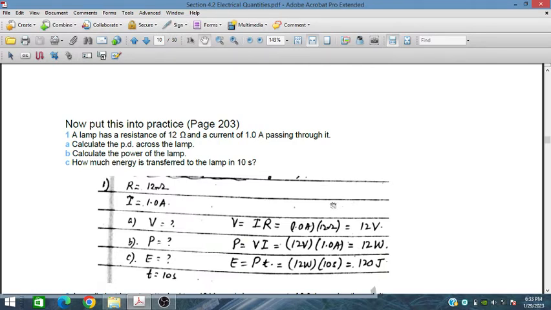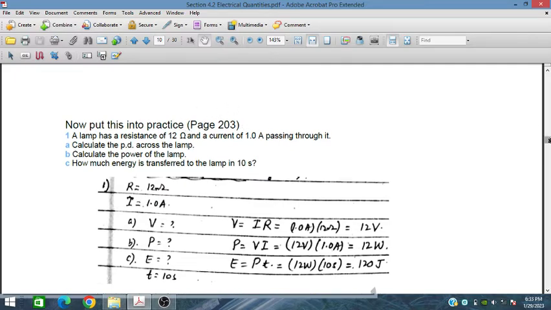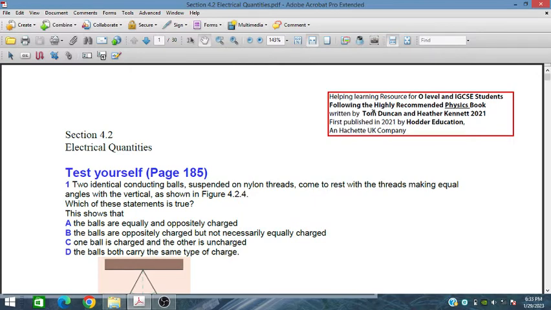Bismillahirrahmanirrahim. In this session, we will discuss section 4.2, electrical quantities. It's the third video for this topic, and in this session, we will put this into practice with questions available on page 203 of this book, by Tom Duncan and Heather Kennett, 2021, published by Hodder Education.